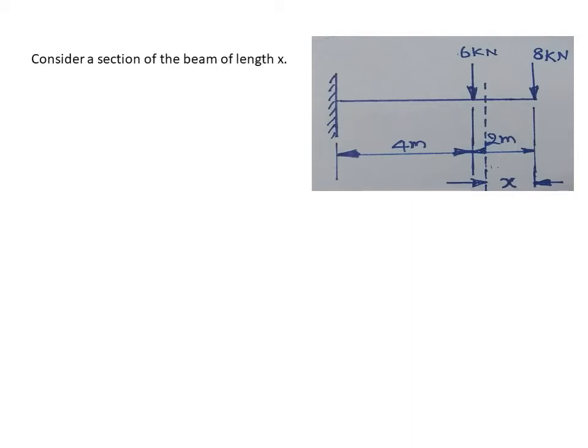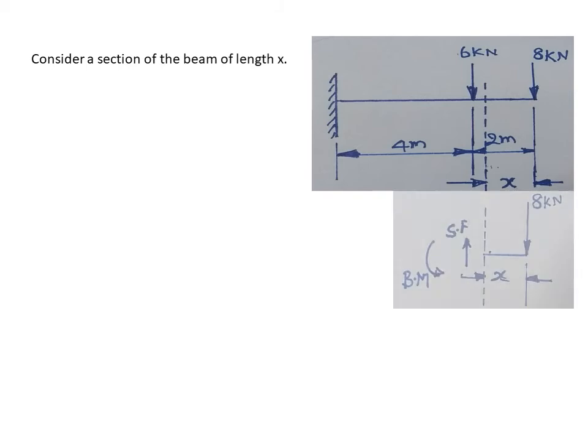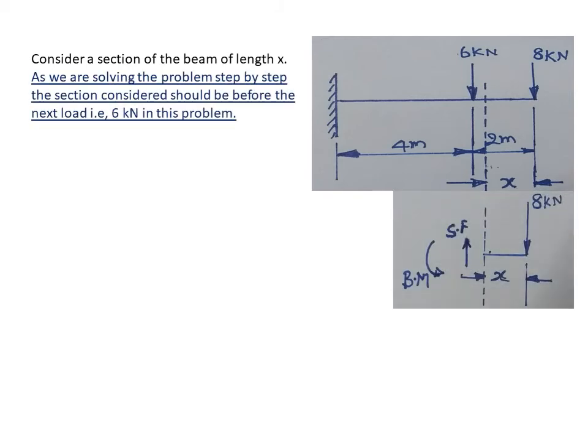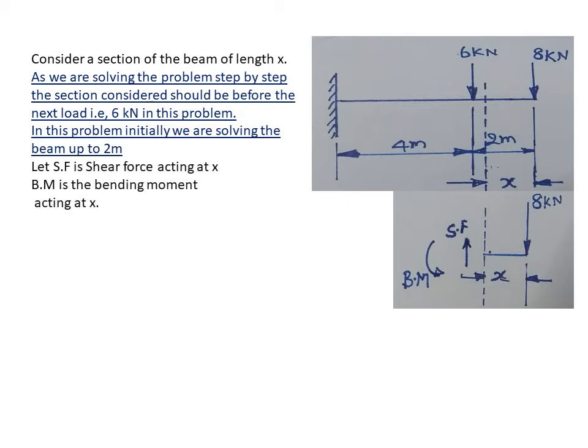Consider a section of the beam of length x. As we are solving the problem step by step, the section considered should be before the next load. In this problem, the first load is 8 kilonewtons, the next load is 6 kilonewtons. So the section considered should be before the 6 kilonewtons. Initially, we are solving this problem up to 2 meters.